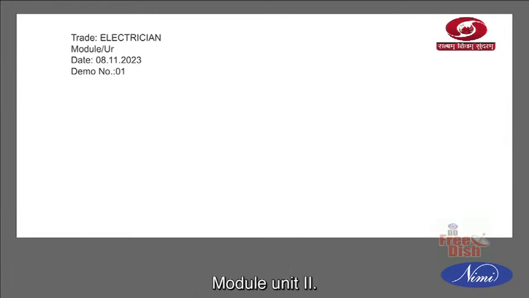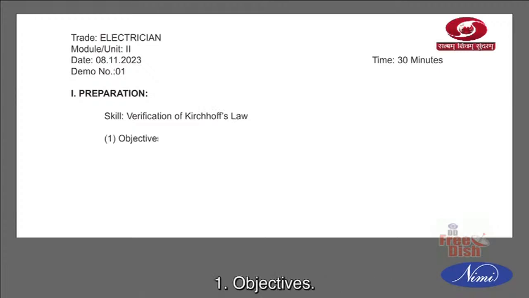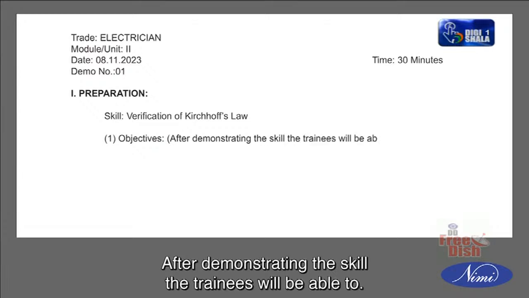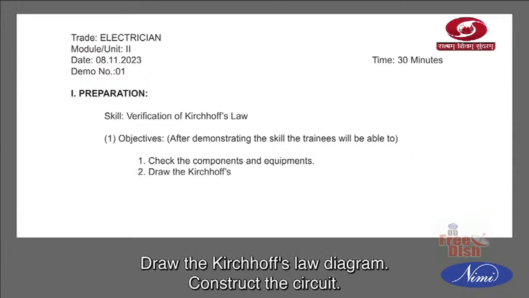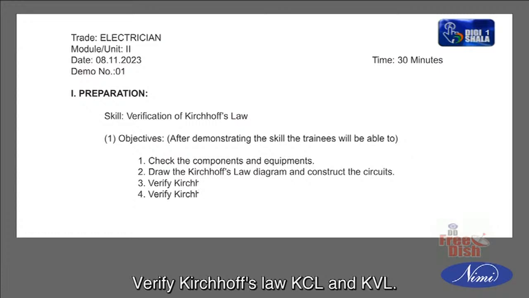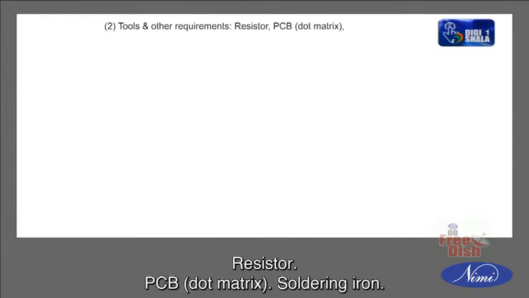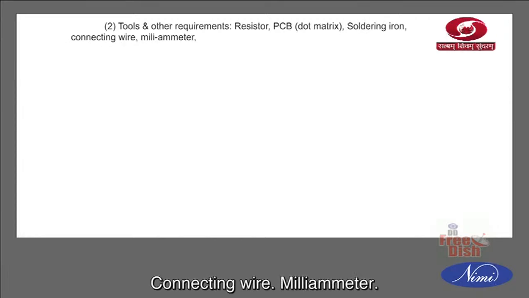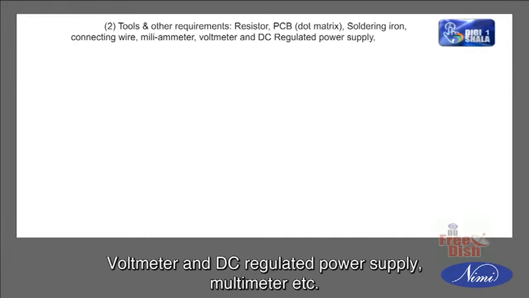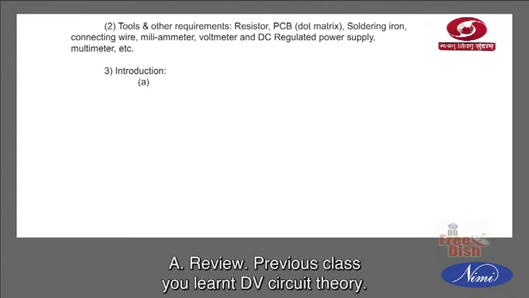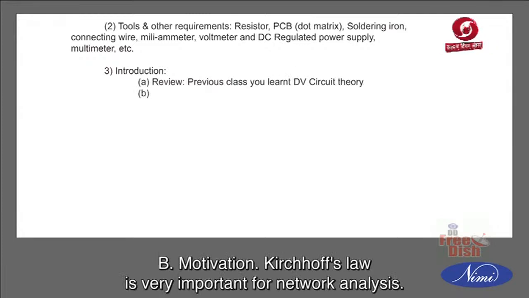For example, trade. Electrician. Date 8/11/2023. Demo number 01. Module unit 2. Time 30 minutes. 1. Preparation. Skill. Verification of Kirchhoff's law. 1. Objectives. After demonstrating the skill, the trainees will be able to check the components and equipment, draw the Kirchhoff's law diagram, construct the circuit, verify Kirchhoff's law, KCL and KVL. 2. Tools and other requirements. Resistor, PCB, dot matrix, soldering iron, connecting wire, milliammeter, voltmeter, DC regulated power supply, multimeter, etc. 3. Introduction. A. Review. In the previous class you learnt DC circuit theory. B. Motivation. Kirchhoff's law is very important for network analysis.